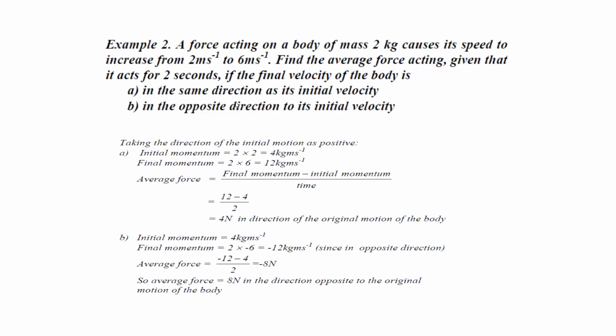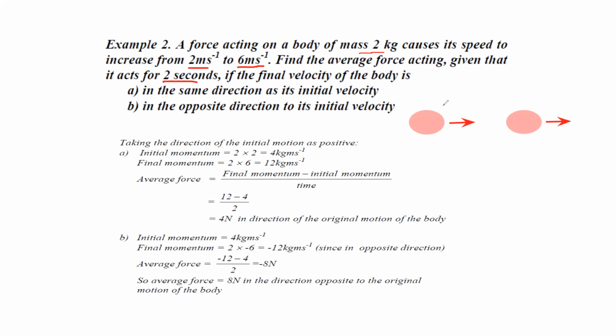So in this example, a force acting on a body of mass 2 kilograms, so mass is given as 2 kg, causes its speed to change from 2 meter per second to 6 meter per second. So it is starting with 2 meter per second and it changes to 6 meter per second. Find the average force acting, given that the force acts for 2 seconds. If the final velocity of an object is in the same direction as the initial, the object does not change direction. Velocity is a vector quantity. If direction does not change, we'll take the same sign.